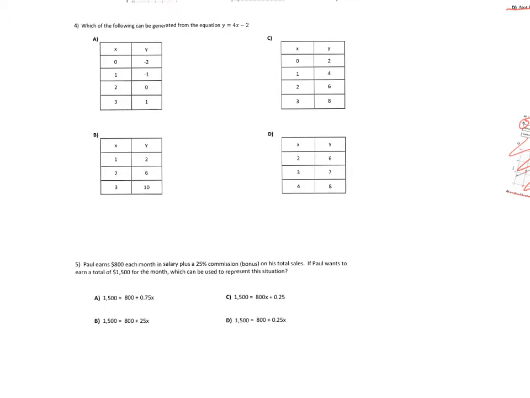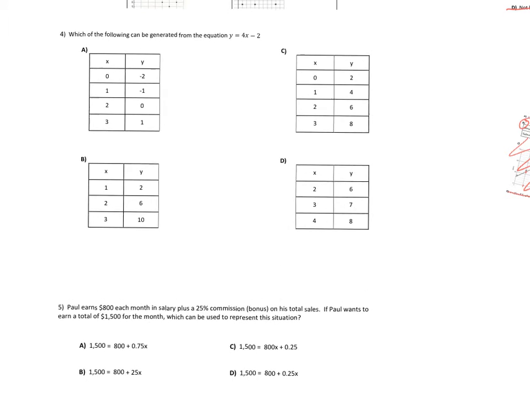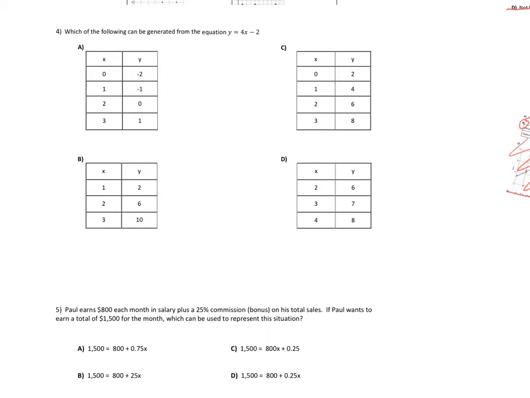Okay, so now we're down to number 4. Which of the following can be generated from the equation y equals 4x minus 2? So our first thought is we find the change. Okay, so we need to look for a slope of 4. So the change here is +1. The change here is +1. So the slope of that would be 1 over 1. So that's not going to be it.